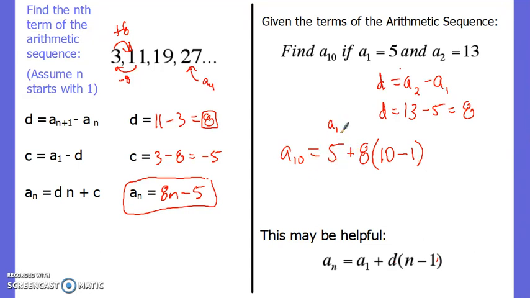And it's like being on a staircase. If I'm on the first step, then I only need to take 9 more steps, right? 10 minus 1, in order to get to step 10. I'm already on the first step, so I don't need to do 10 full steps. Well, 5 plus 8 times 9, or 72 plus 5, would be 77, and that should be a sub 10.